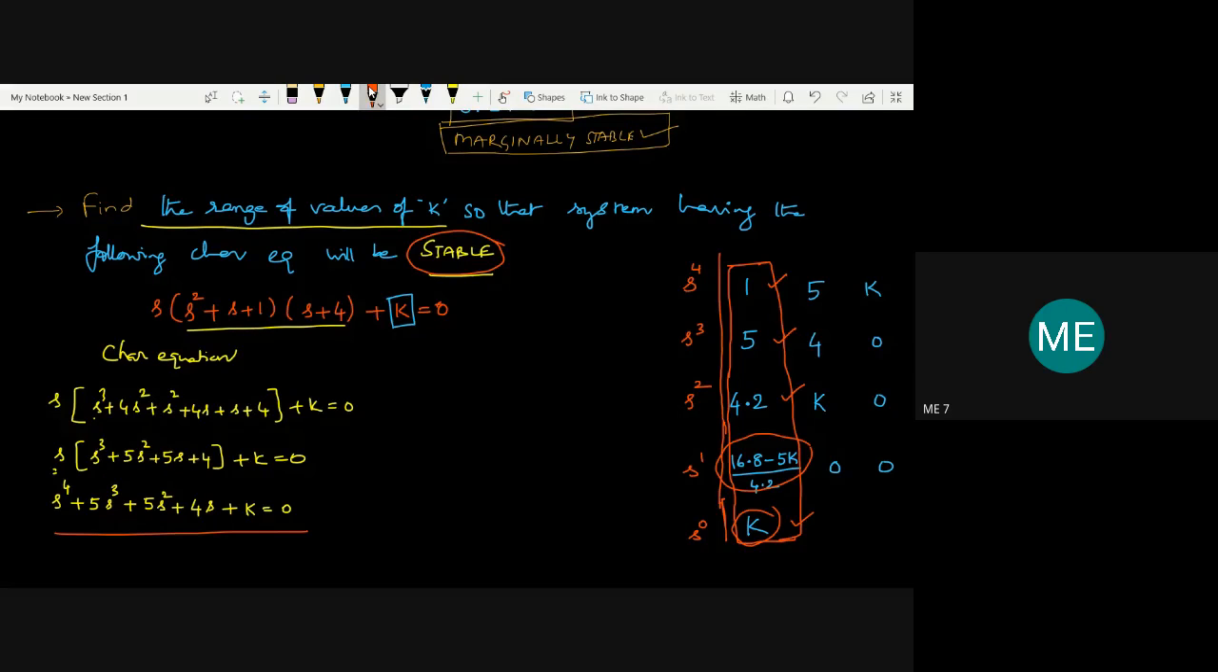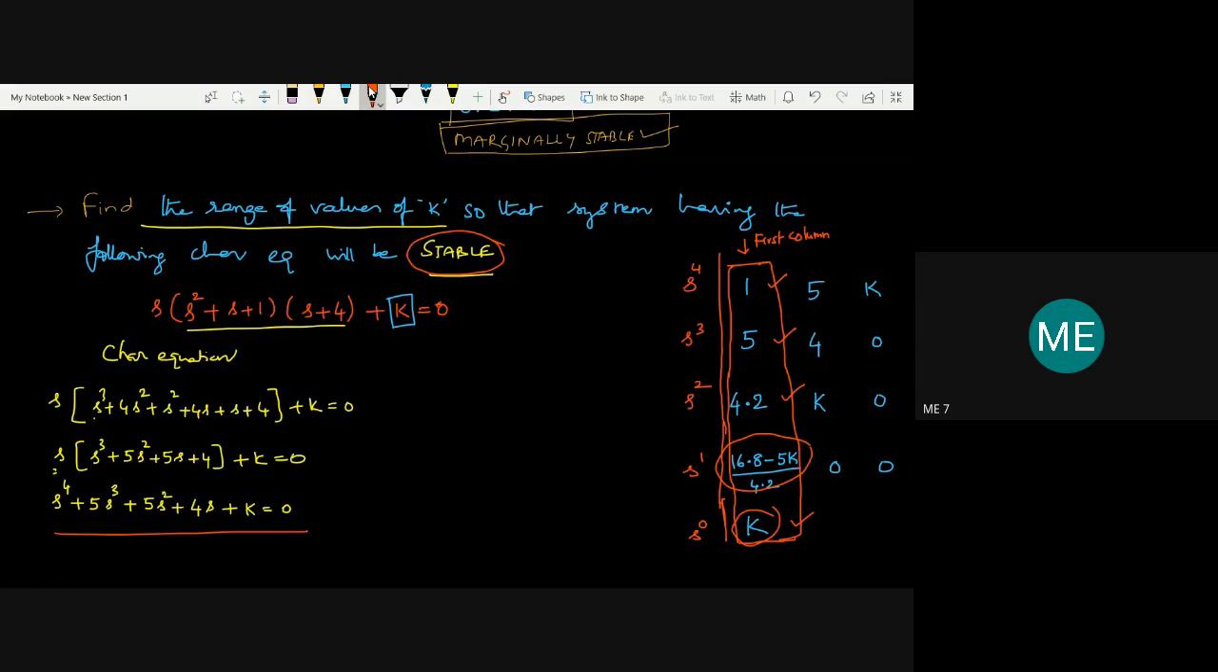So it should be all plus plus plus, in the sense this also should be positive, this also should be positive to get the first column elements. Because in the Routh array, the necessary and sufficient condition, if you have remembered from the previous class, is that the first column elements should have the same sign.